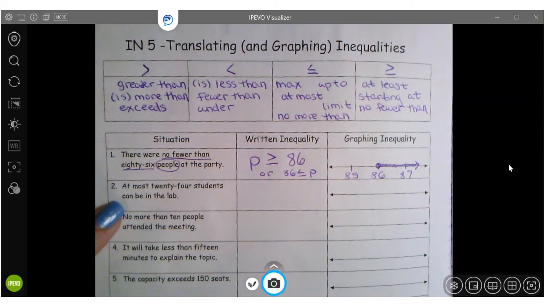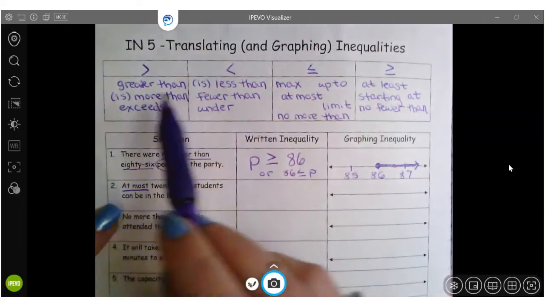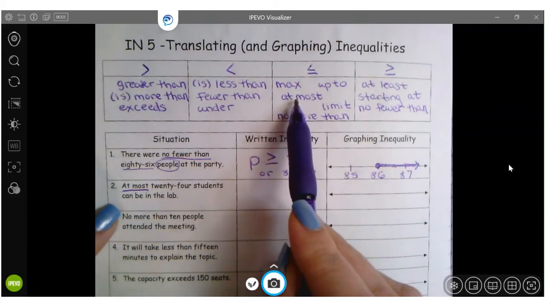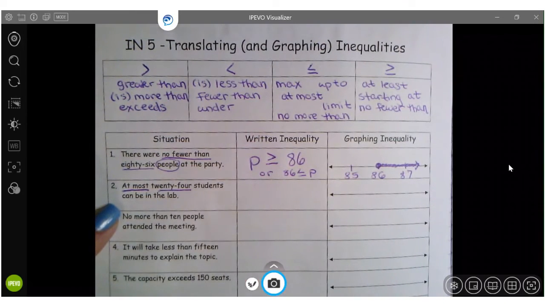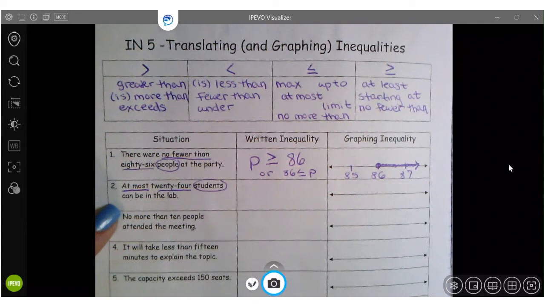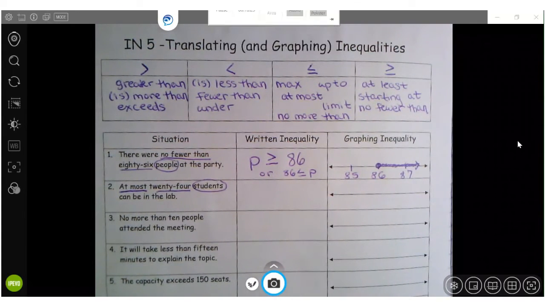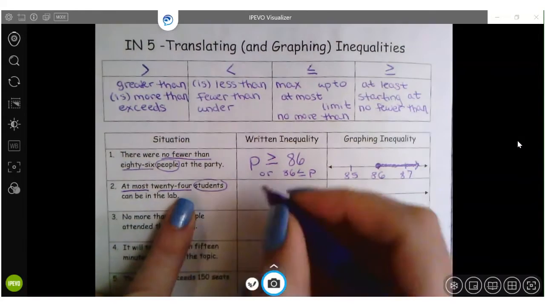All right, number 2: at most 24 students can be in the lab. Well, I see my keyword here is "at most." At most is not greater than or equal to, it's going to be less than or equal to. 24 is my number that I'm comparing to. And we're looking at the number of students, so that would be our variable. I'm just going to use S to represent students. Just be careful it doesn't look like a 5 when you write that.